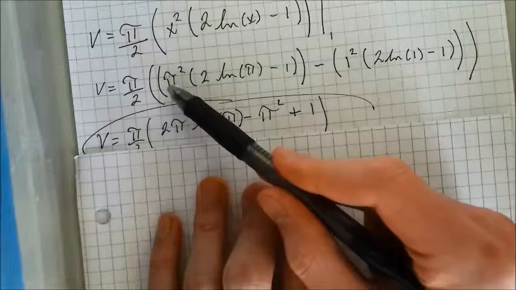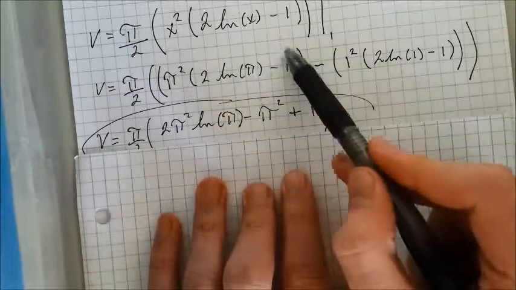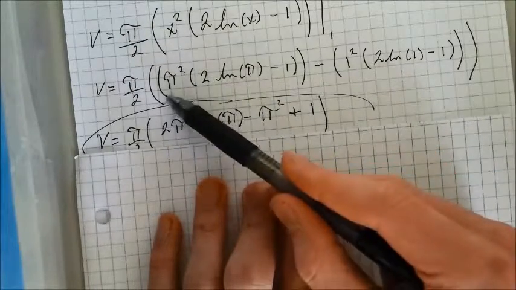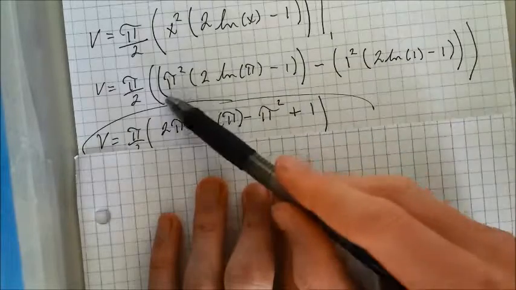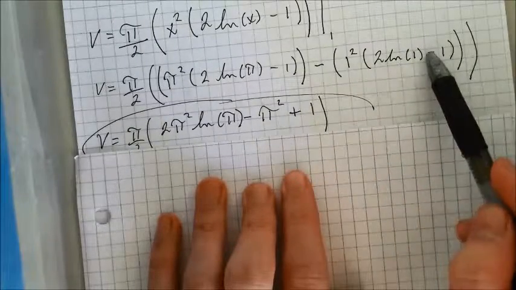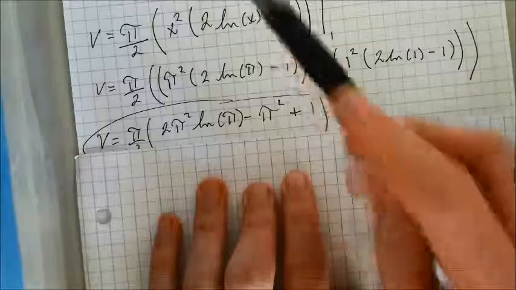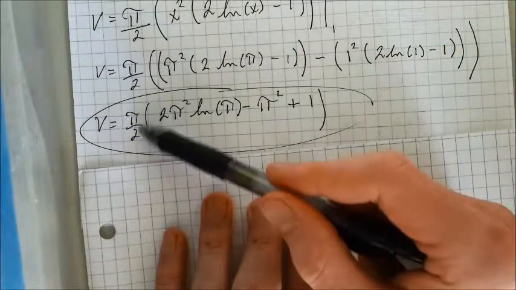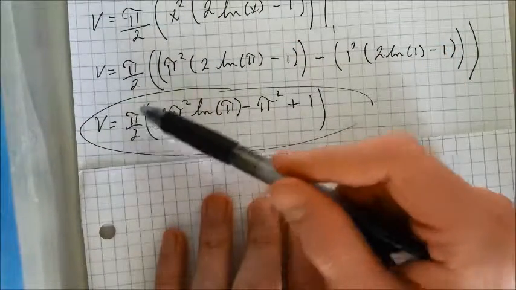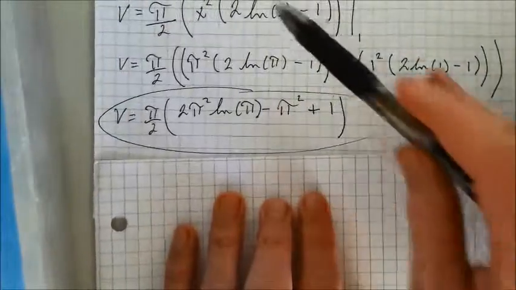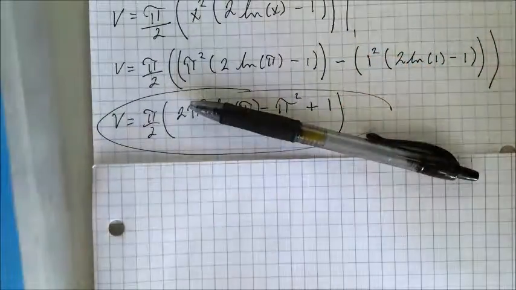And over here, all I did was distribute that pi squared. So I'm left with 2 pi squared ln pi minus pi squared minus negative 1, or plus 1. And then we have this pi over 2, which has been hanging out front, and it will continue to hang out front because now we are finished. Congratulations.